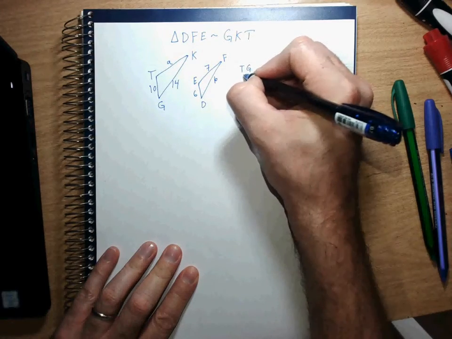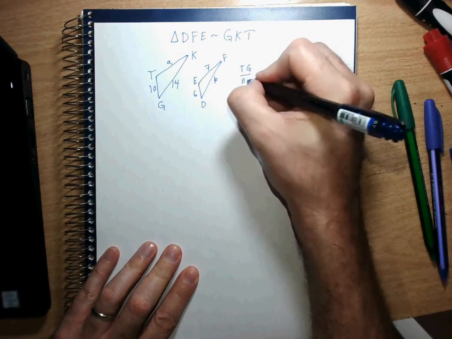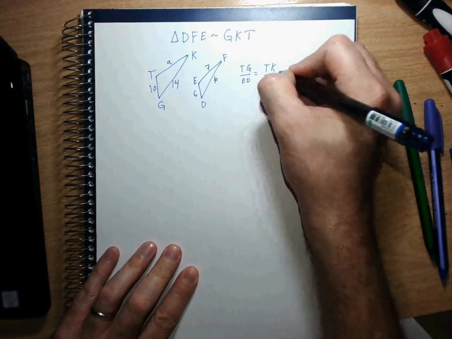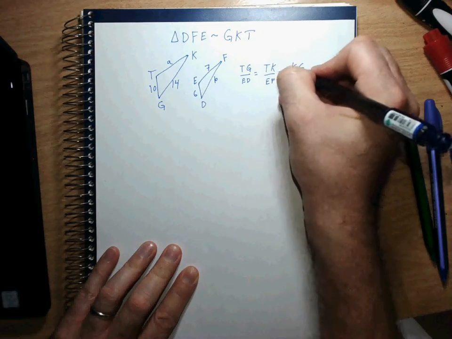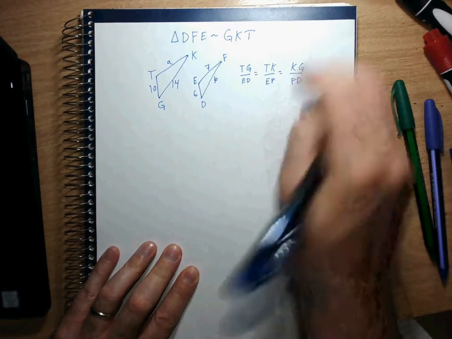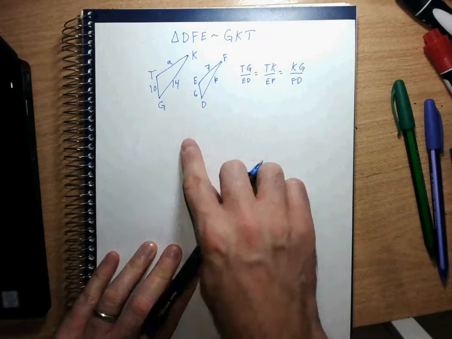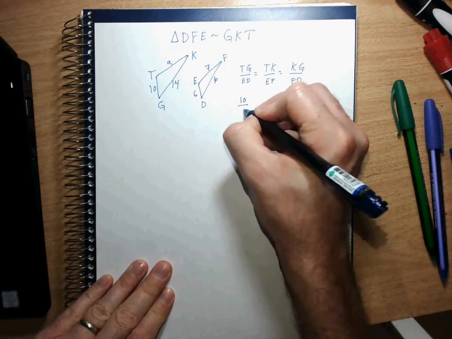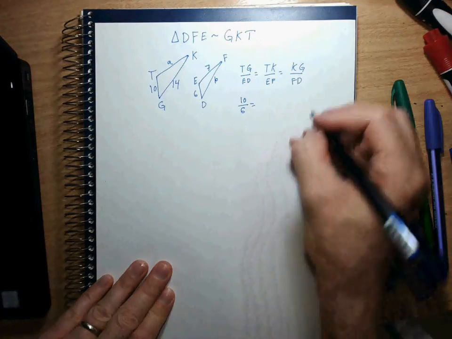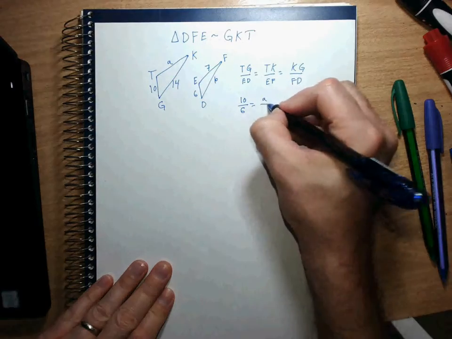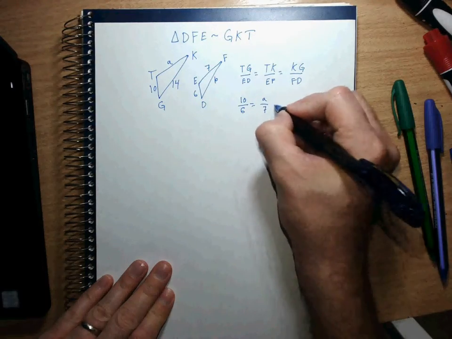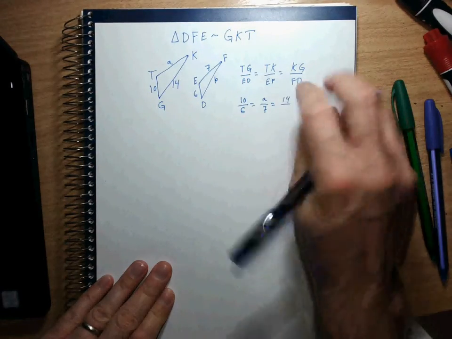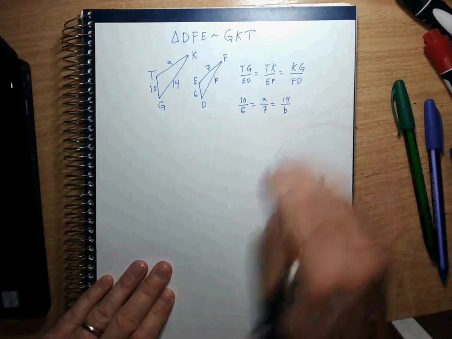TG is to ED as TK is to EF, as KG is to FD. Okay? So if I set that up, TG is to ED, it's 10 is to 6, as TK, A, is to EF, which is 7, and KG, 14, is to FD, B.